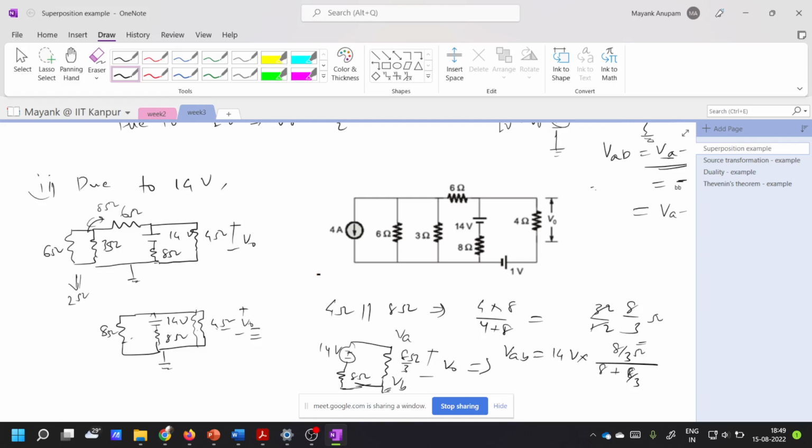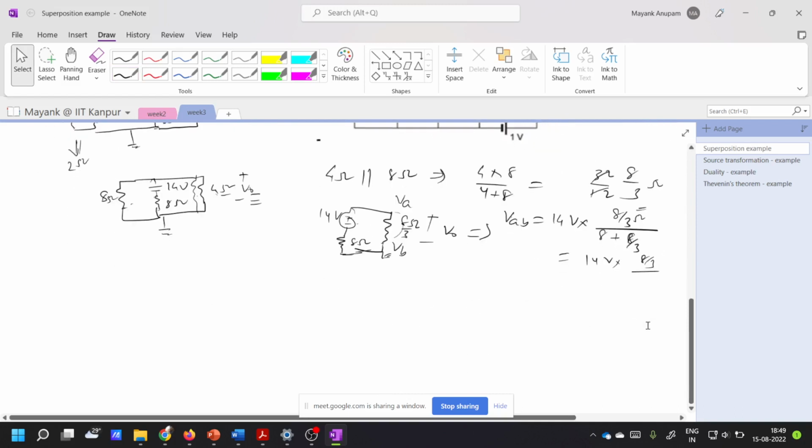What does the voltage division rule say? If you want to find the voltage across a particular resistor, the voltage is given by V times this particular resistance divided by the total resistance that you are seeing. These two are in series, so 8 plus 8 by 3. This is 14 volt multiplied by 8 by 3 divided by 32 by 3, right?